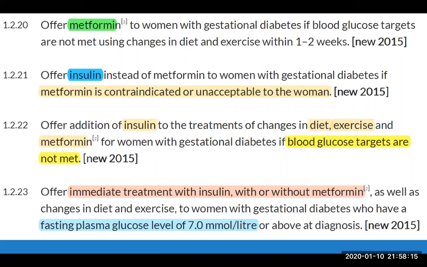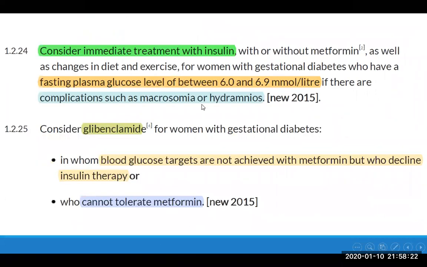When to start with insulin immediately? In two situations: the fasting blood sugar is more than 7, and another option, if the patient presents with macrosomia or hydramnios. In this scenario, we must start immediately with insulin, even if the fasting blood sugar is between 6 and 6.9. So they recommend considering immediate treatment with insulin if the fasting blood sugar is less than 7 and the patient presents with macrosomia or hydramnios.